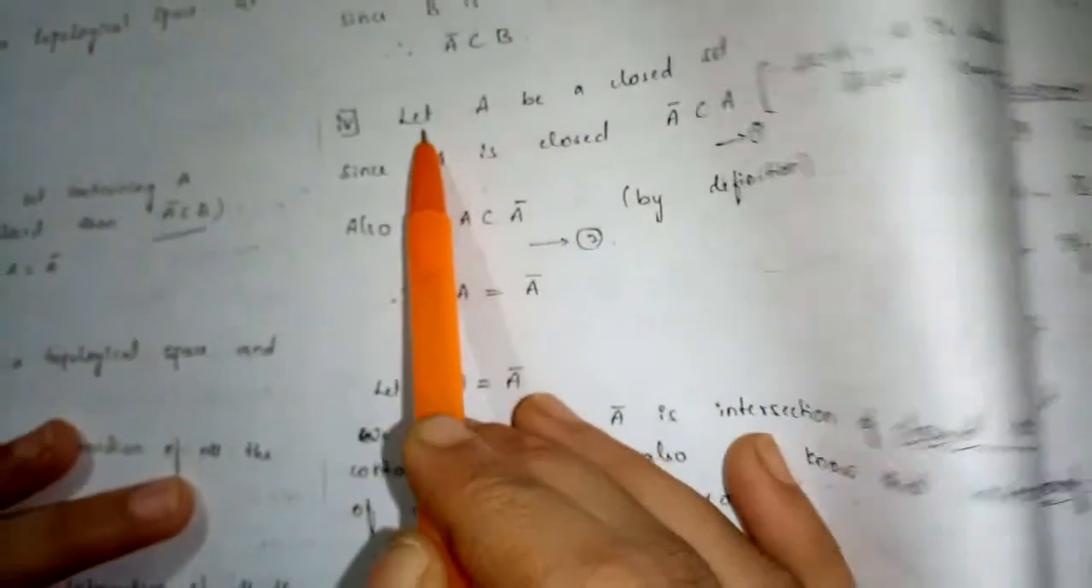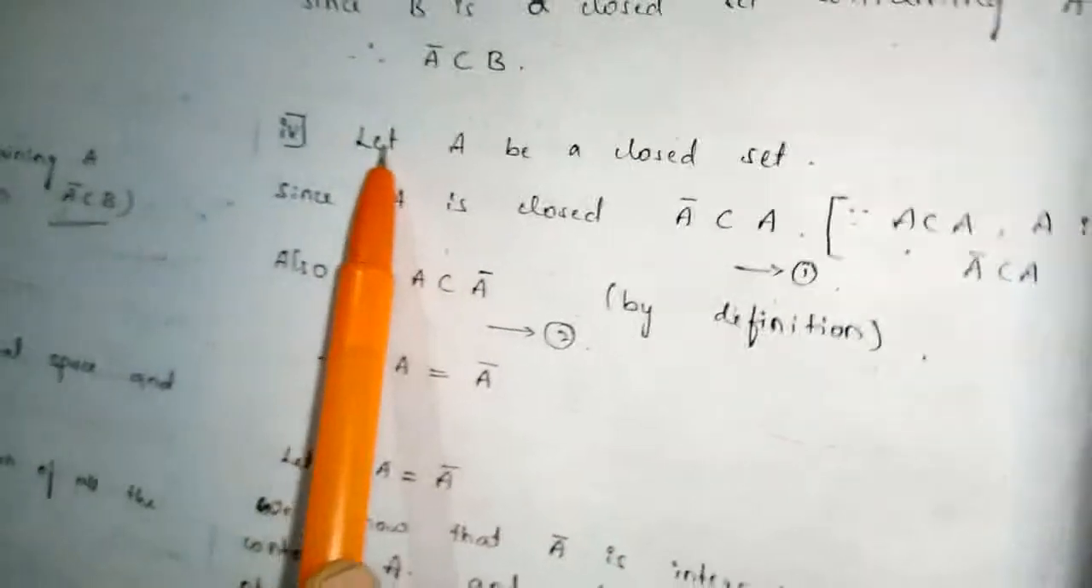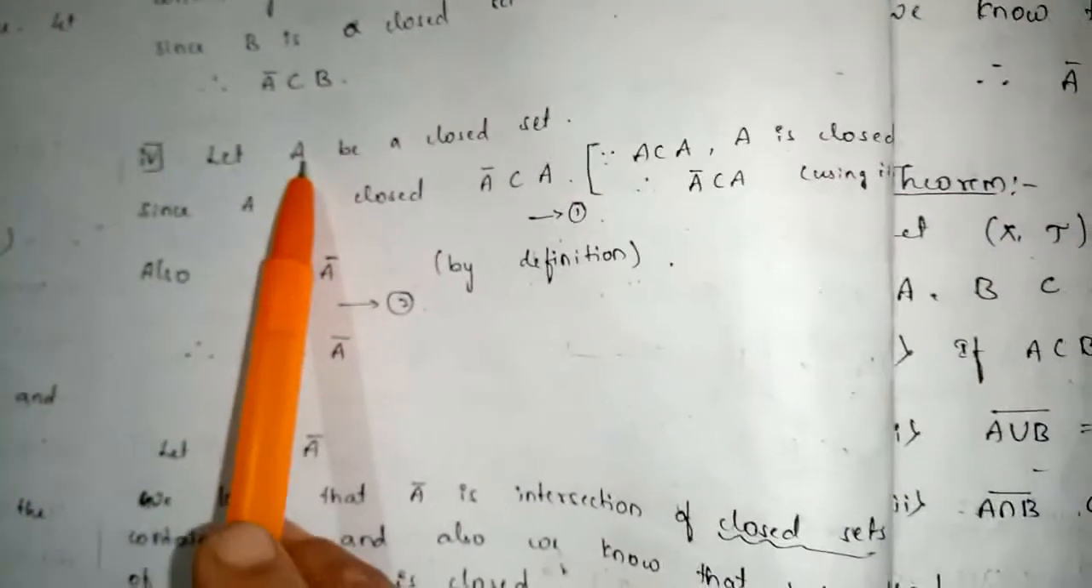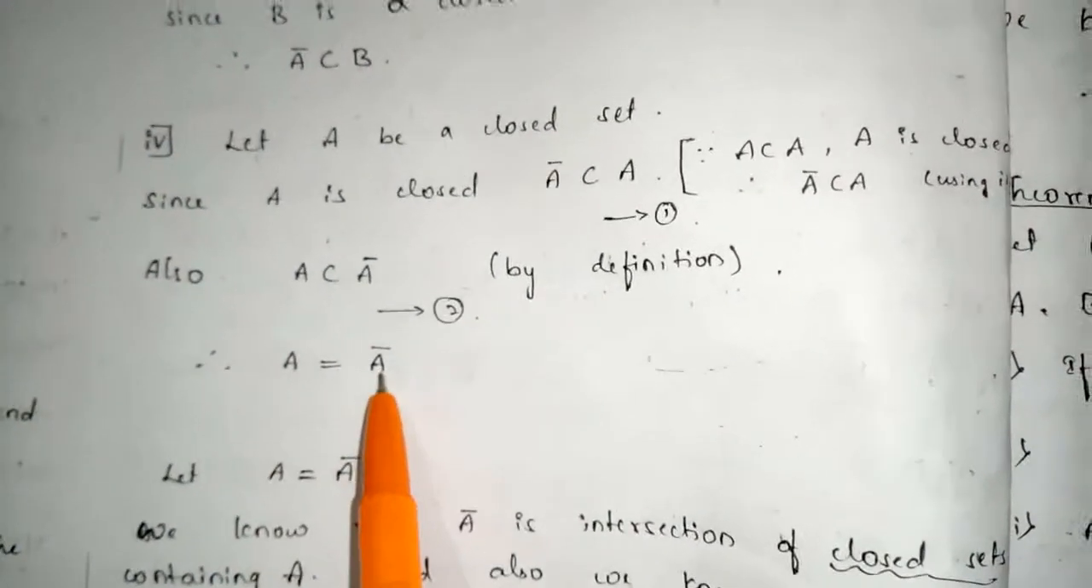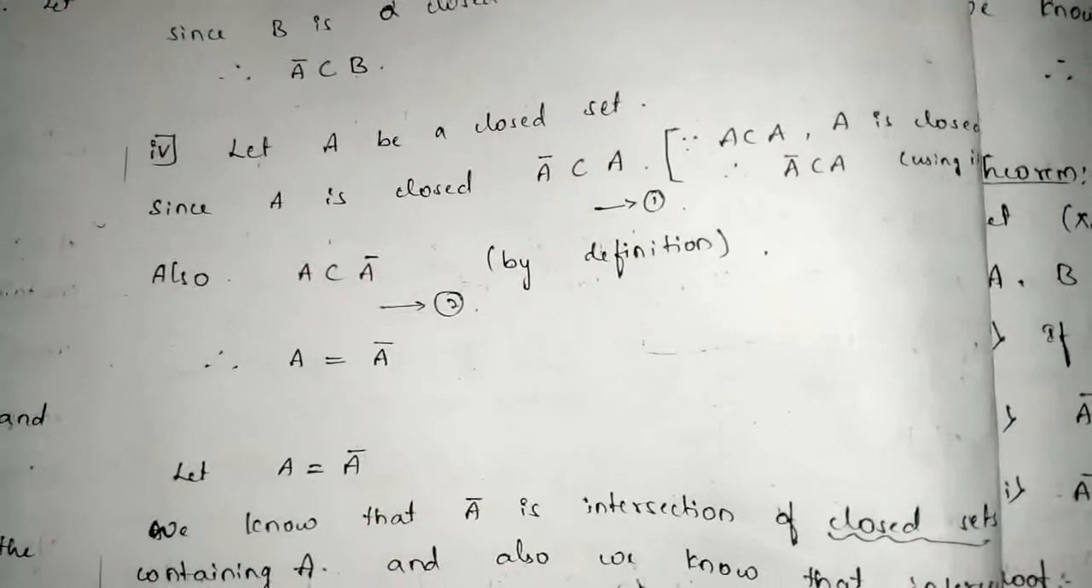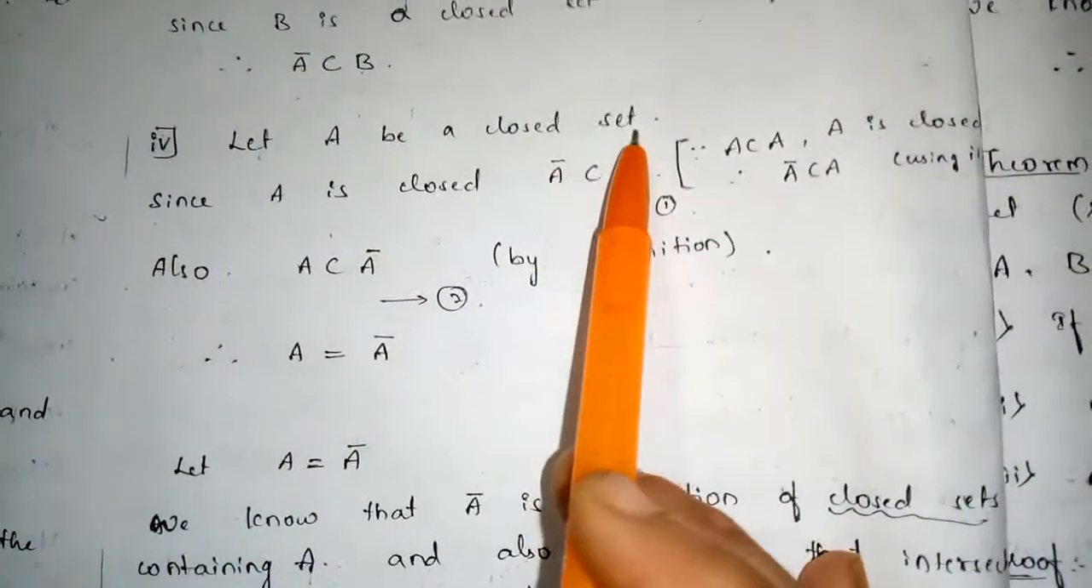Fourth, given the condition that A is closed, we have to prove that A equals A bar. This is a necessary and sufficient condition. First, we take A is closed, then we have to prove that A equals A bar. Second, we take the condition A equals A bar, then we have to prove that A is a closed set.